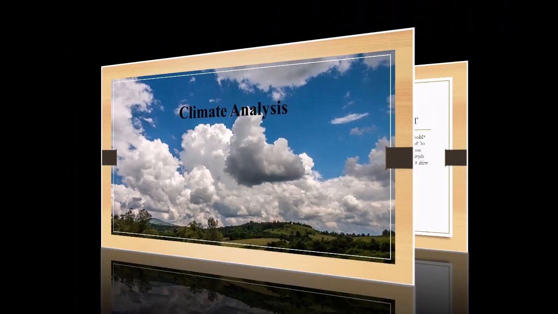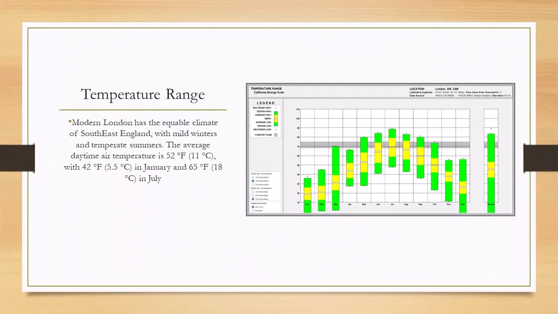Climate analysis. London has the equable climate of southeast England, with mild winters and temperate summers. The average daytime air temperature is 52 Fahrenheit, with 42 Fahrenheit in January and 65 Fahrenheit in July.